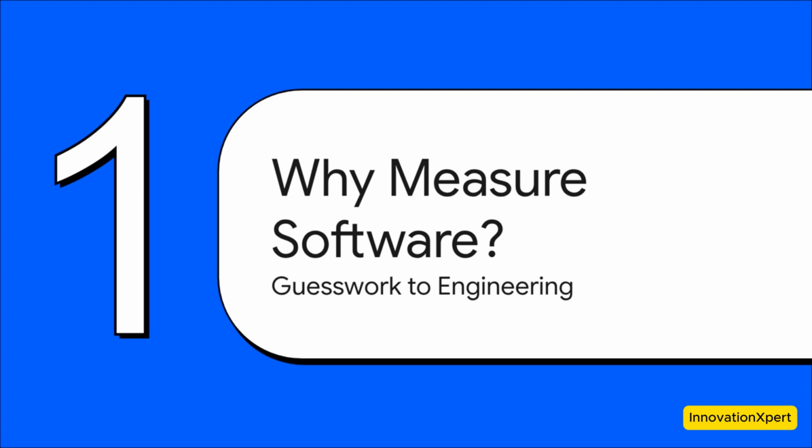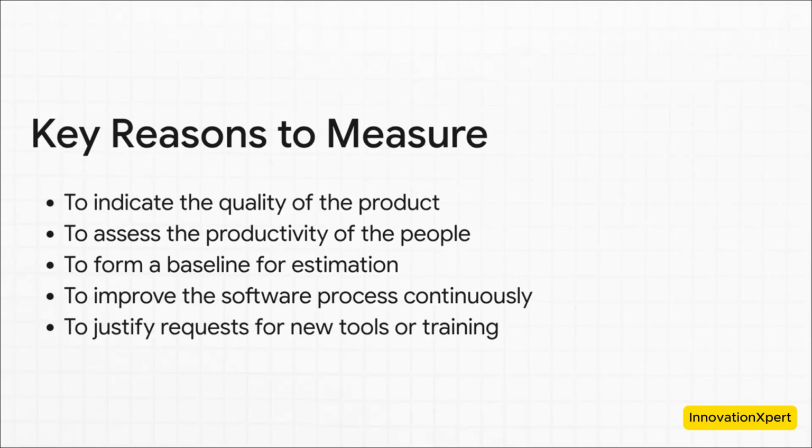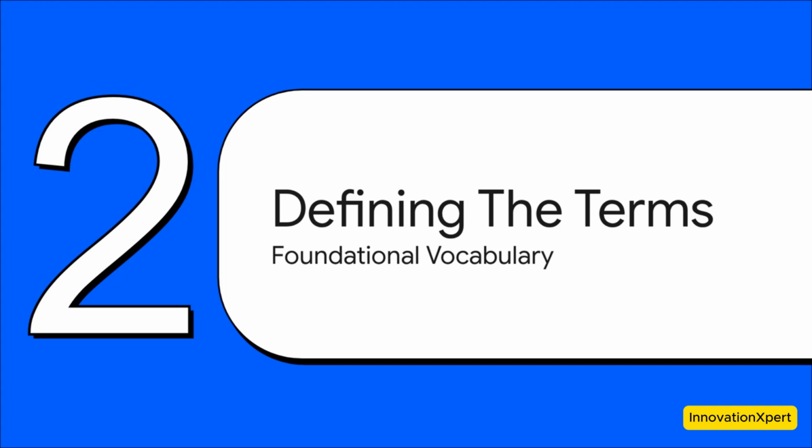Why measure? To put it bluntly, you can't really call what you're doing engineering if you're not measuring anything. Measurement is the secret sauce that takes the art of coding and turns it into a predictable, manageable discipline. And the reasons for doing it are super practical. I mean, we're talking about getting a real number for quality instead of just relying on a gut feeling. It's about building a baseline so our next project estimate isn't just a shot in the dark. It even gives us the cold, hard data we need to go to our boss and say, hey, if we invest in this new tool, it's going to make us X% more efficient. It's powerful stuff.